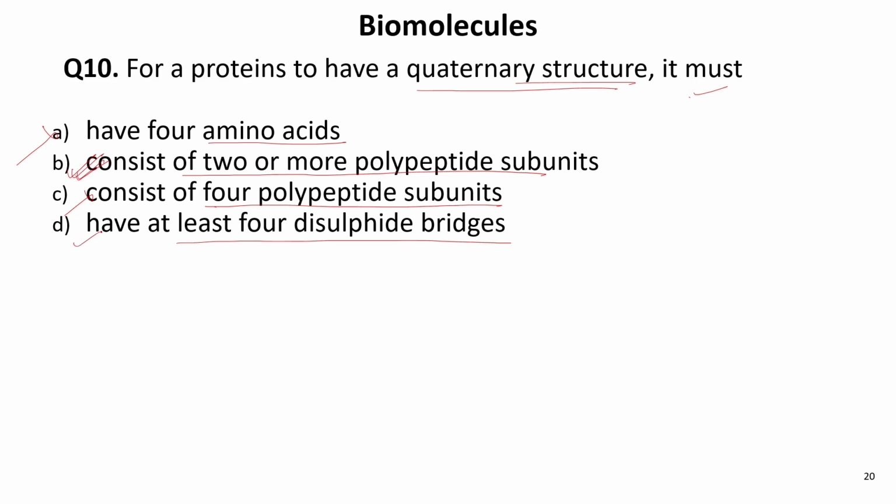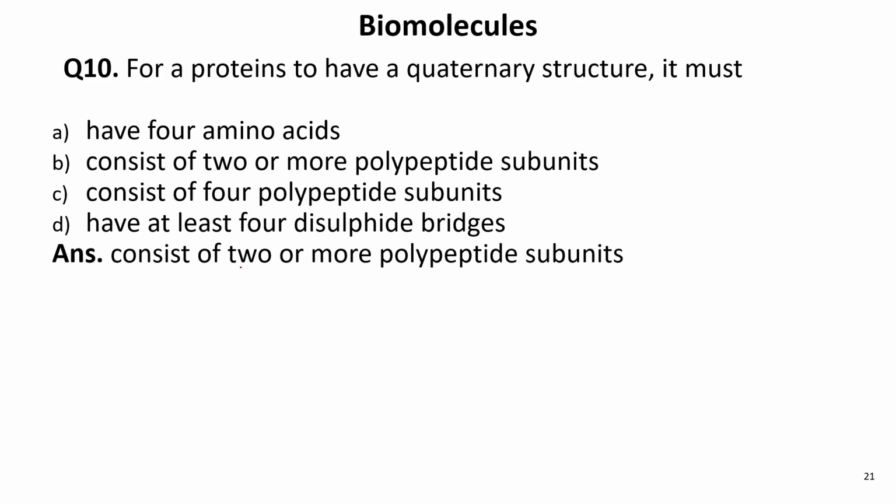And have at least 4 disulfide bridges. This is not a criterion to form a quaternary structure. So a polypeptide may have these disulfide bridges, but this is not a criterion to form a quaternary structure. So the correct option is B, that is, it must consist of 2 or more polypeptide subunits to form a quaternary structure.